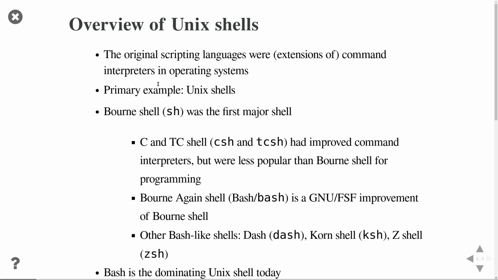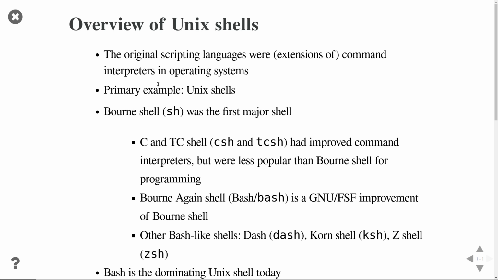And then from that, more shells evolved. People came up with extensions like the C shell and the TC shell, that were improvements on top of the Bourne shell. But the one that is used mostly today is the so-called Bourne Again shell, which is an improvement by the GNU project and the Free Software Foundation on top of the Bourne shell. It's the bash shell. Whenever you have a Linux system nowadays, there is a bash shell or a derivative of the bash shell installed.